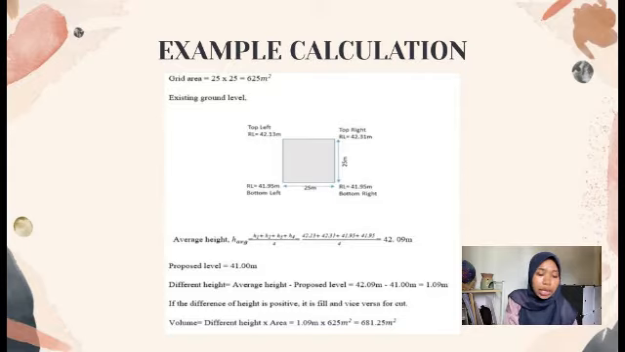The difference in height is calculated by subtracting the proposed level from the average height. If the difference in height is positive, it is fill, and vice versa for cut. Then the volume can be obtained by multiplying the difference in height and the area.